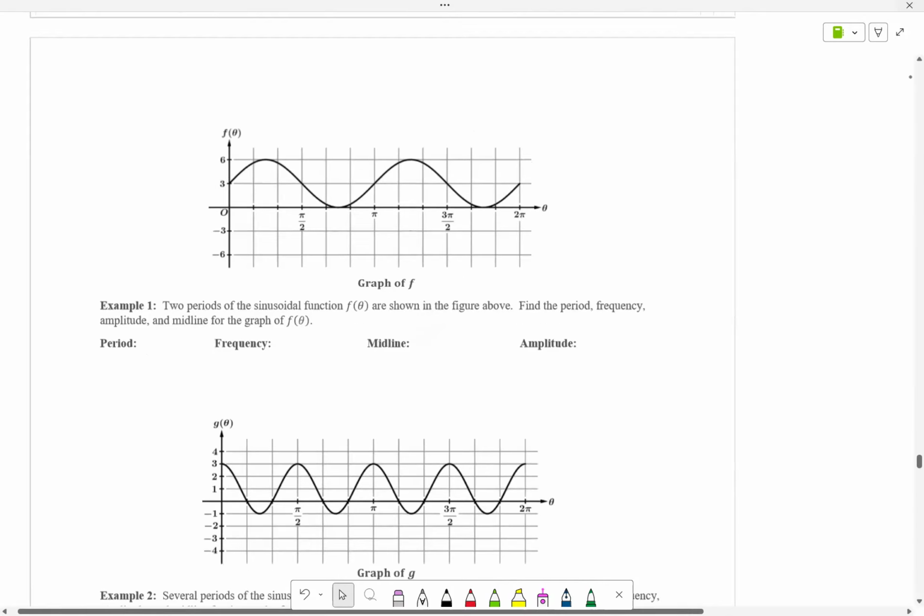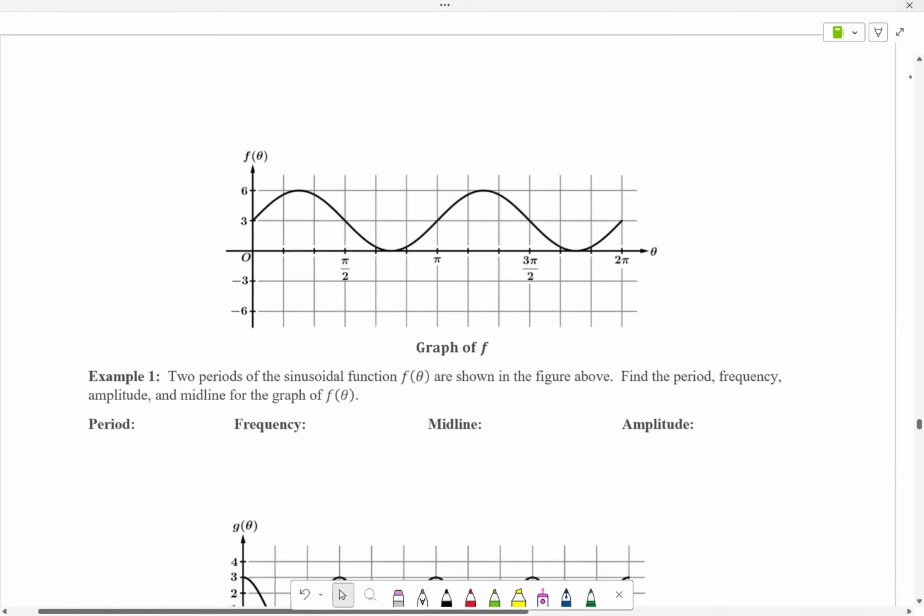Okay, so with this, it's up to you to determine from this graph the period, the frequency, the midline, and the amplitude. You could discuss with your neighbor quietly if you like.